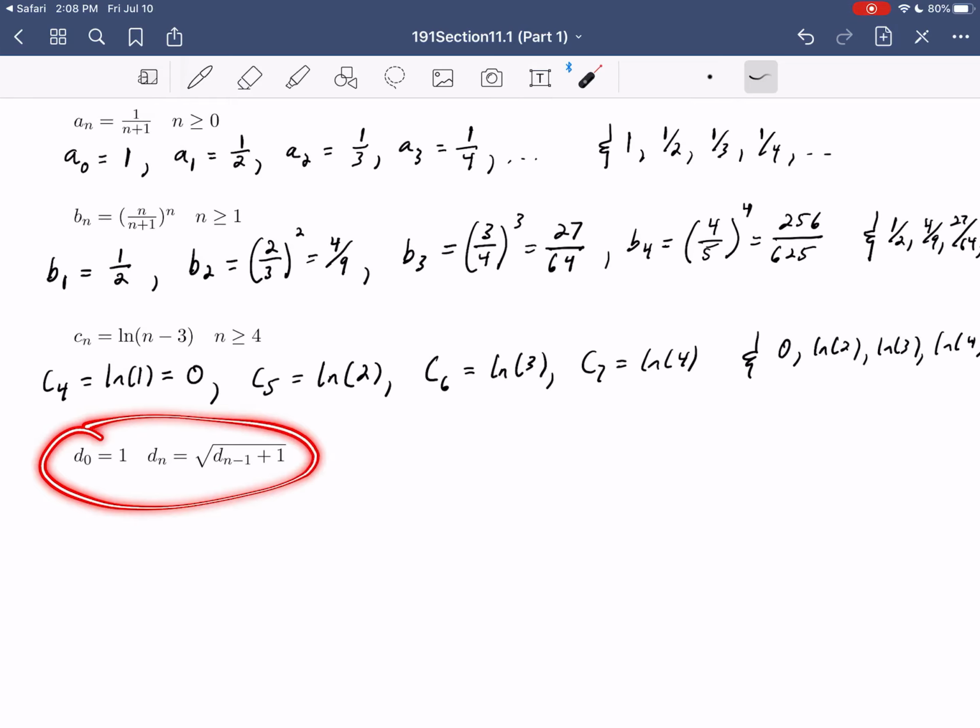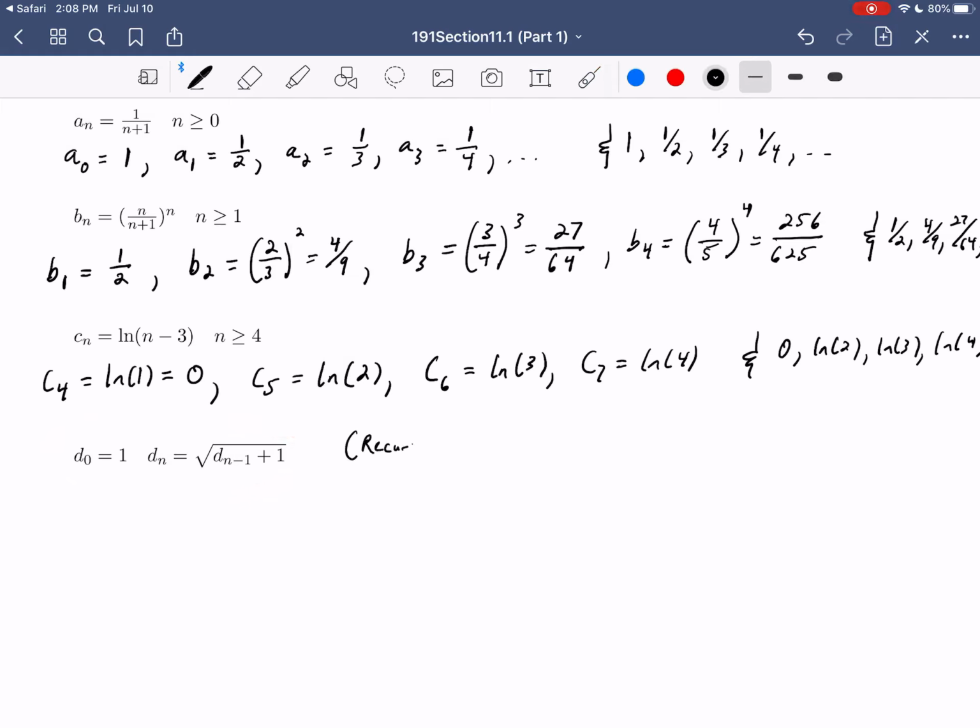This other kind is often referenced as an implicit sequence, or sometimes a recursive sequence, and that's the name we'll give.